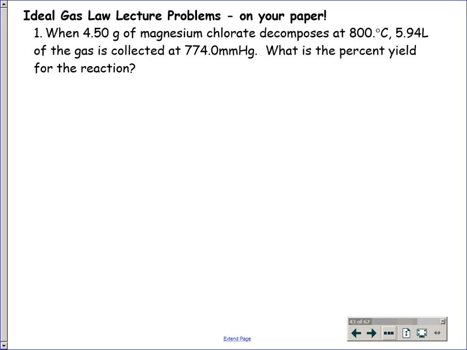So what information could technically give you theoretical yield, and what are we yielding? What gas are we yielding? Oxygen, O2 gas, right? So what data point would provide us information that could theoretically yield oxygen gas? What data point?